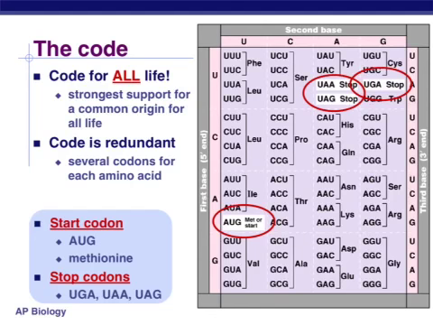We do have a start codon, which like I said before is methionine, also known as AUG, that's the code for it. And we have 3 stop codons. They don't have a special name other than just stop. There is UGA, UAA, and UAG. They all code for stop, meaning stop making this protein now.